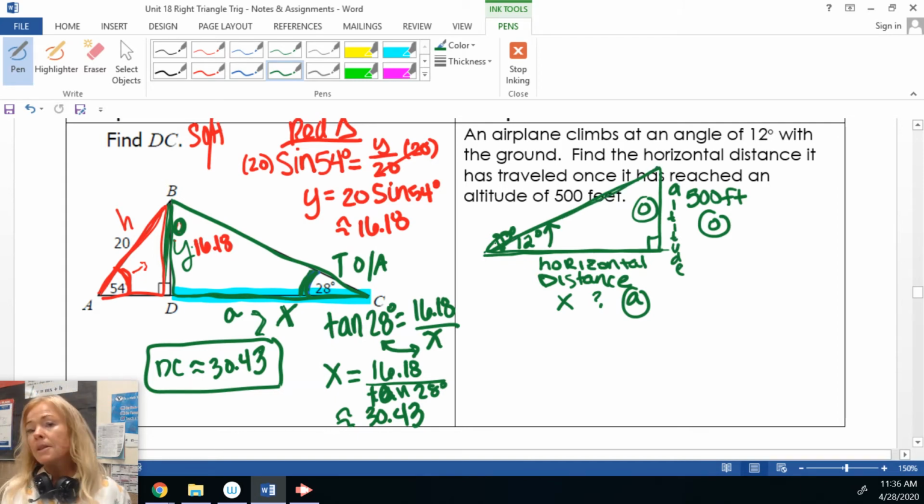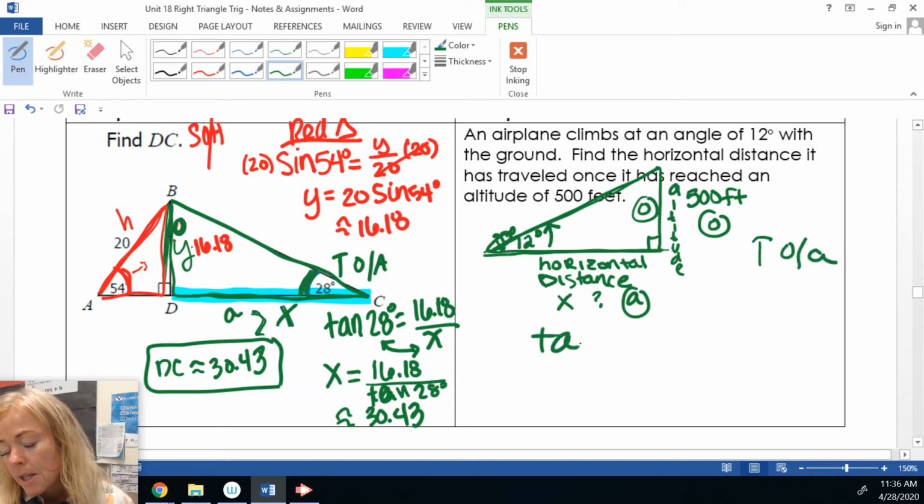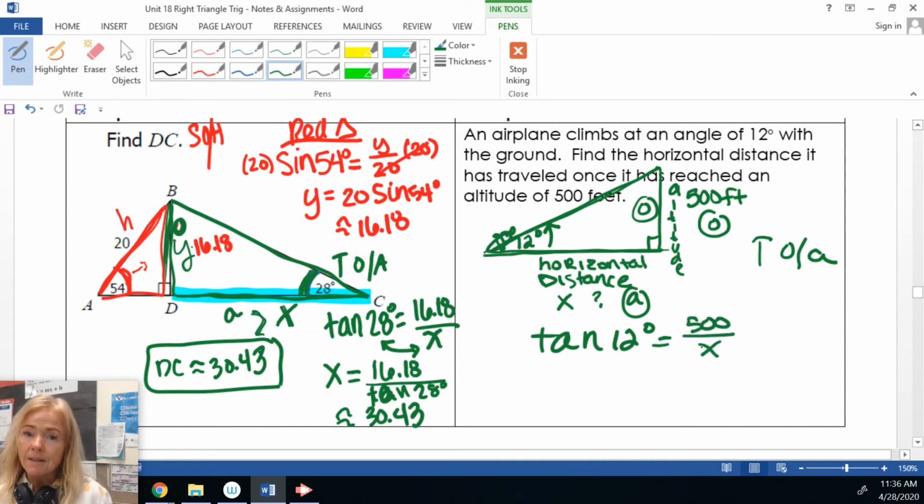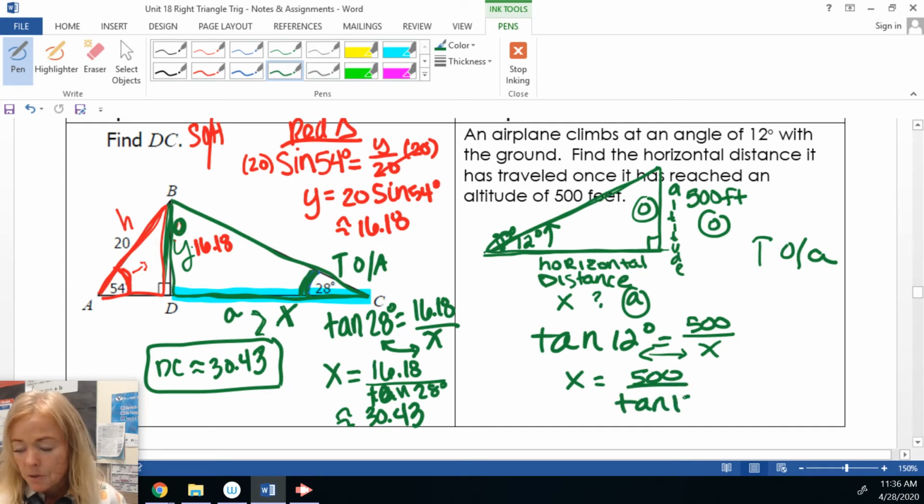It doesn't always happen that way, but usually when we're dealing with real life scenarios, tangent is very popular for that type of function for many reasons, especially when we look at graphs. But it's very popular when we have real world application problems. So we're going to use tangent because we have O and A. Tangent of 12 degrees is equal to the opposite, which is 500, over the adjacent, which is x. Again, x is on the denominator, so we're going to do a little switcheroo here. So x equals 500 divided by the tangent of 12.